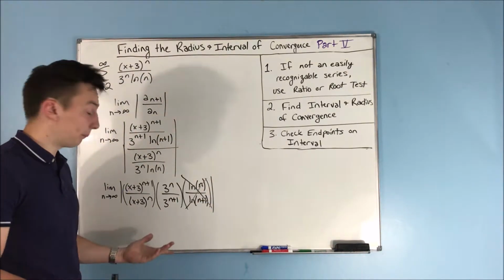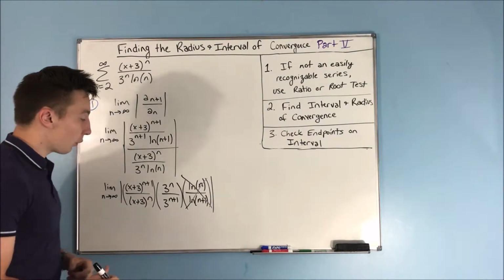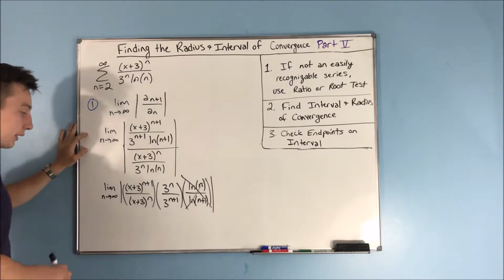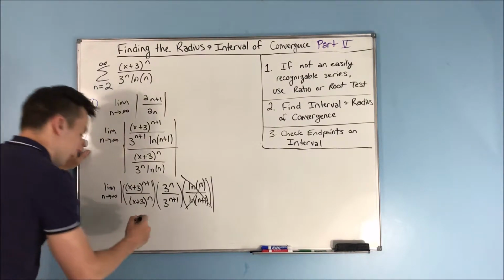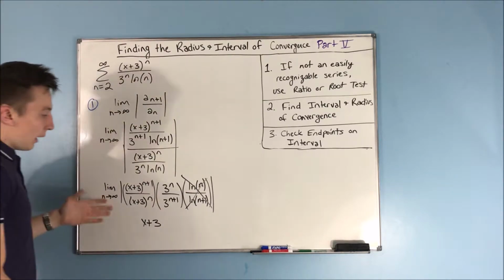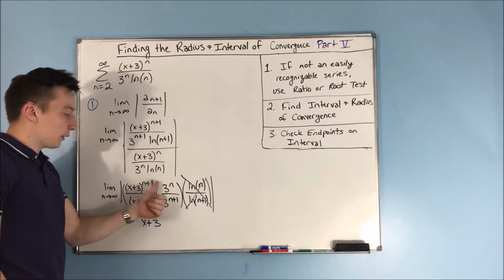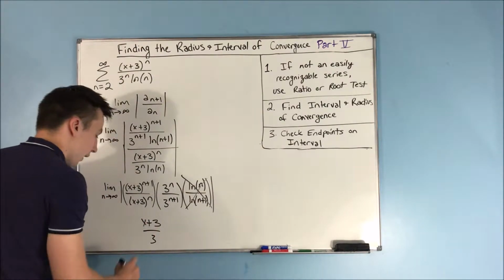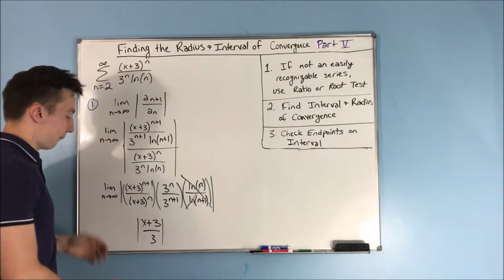Okay, it's just 1. However, what we do need to worry about here is this (x plus 3) to the n plus 1 over (x plus 3) to the n, and that will just give us x plus 3, right? The n's go away, and then the n's go away here with the 3 to the n over 3 to the n plus 1, and we're just left with a 3 on the bottom. That's going to be an absolute value of that.